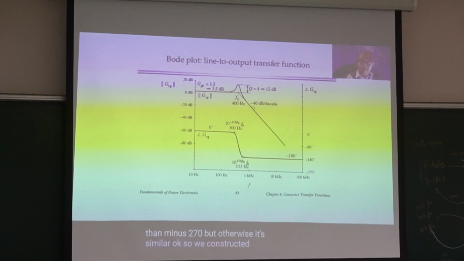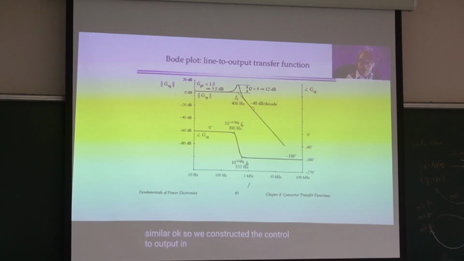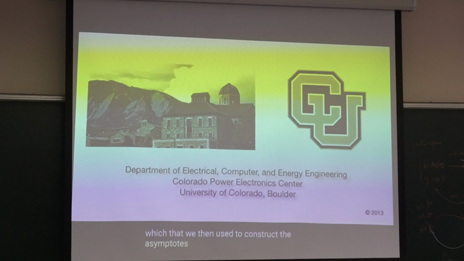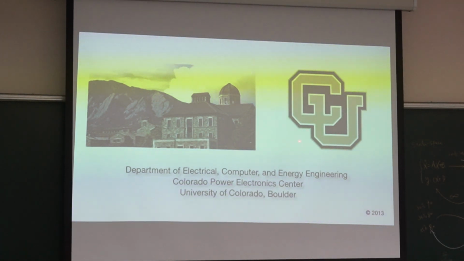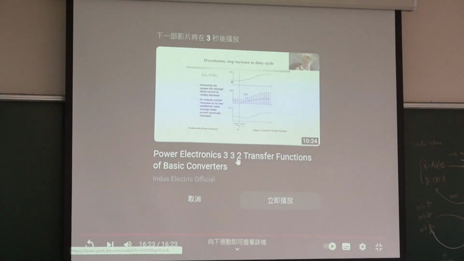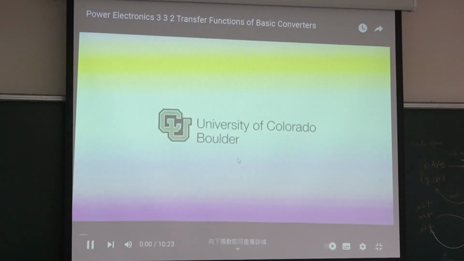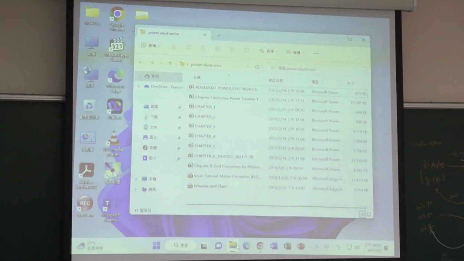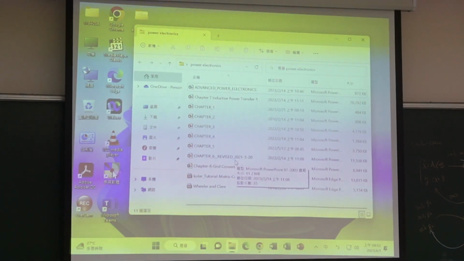Okay, so we constructed the control to output and line to output transfer functions of the buck-boost converter. I went through the direct algebraic solution of the model and developed the expressions for the salient features, which we then used to construct the asymptotes. Okay, so why do we need to do this mathematical model? Because we have to determine the gain margin and the phase margin, and then we can design the controller for closed loop. So we need to develop the mathematical model.